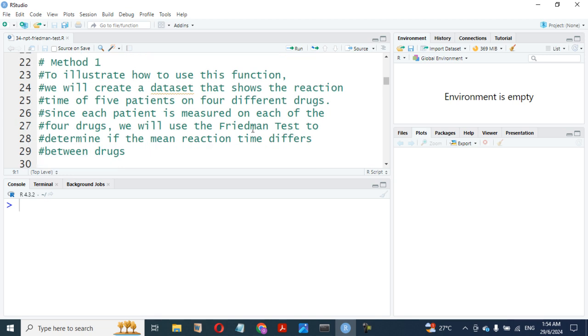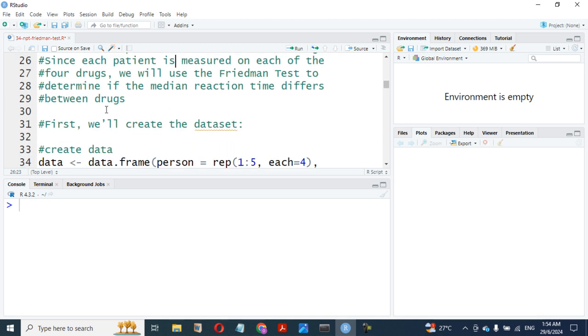Five patients, on 4 different drugs. Since each patient is measured on each of the 4 drugs, we will use the Friedman test to determine if the median reaction time differs between drugs, because Friedman is median based. It's not mean based. It's using ranking, using the median to rank. So we want to determine if the median reaction time differs between drugs.